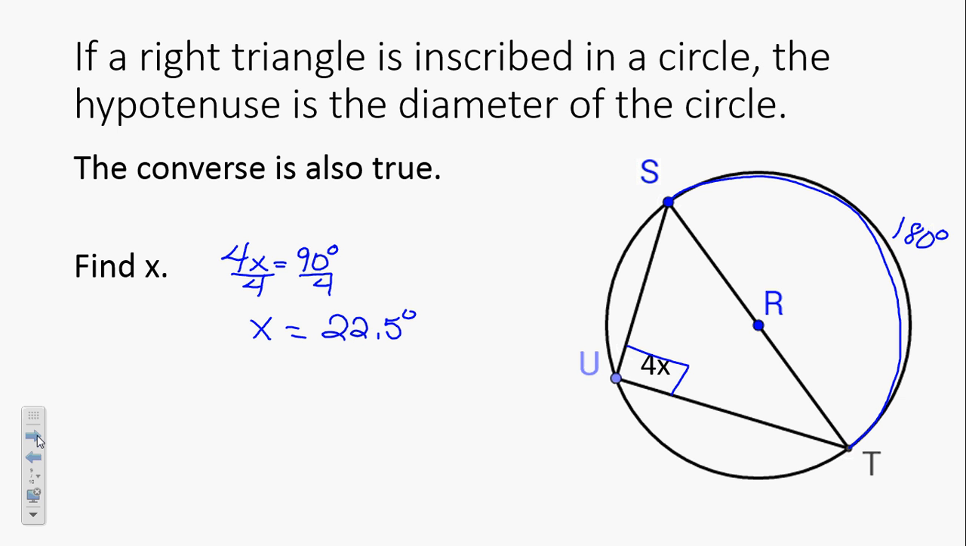Okay. The 90 comes from the fact that this triangle is inscribed in a semicircle, right? The diameter is its hypotenuse. That means this has to be a 90-degree angle. Also, a semicircle, half of the intercepted arc, has to be 90 degrees. 90 divided by 4. Okay. That's all you have to do. Notes are done. Assignment is listed.